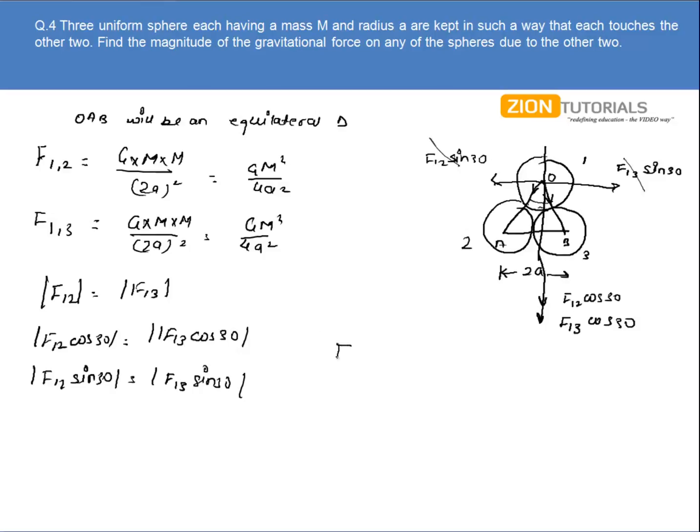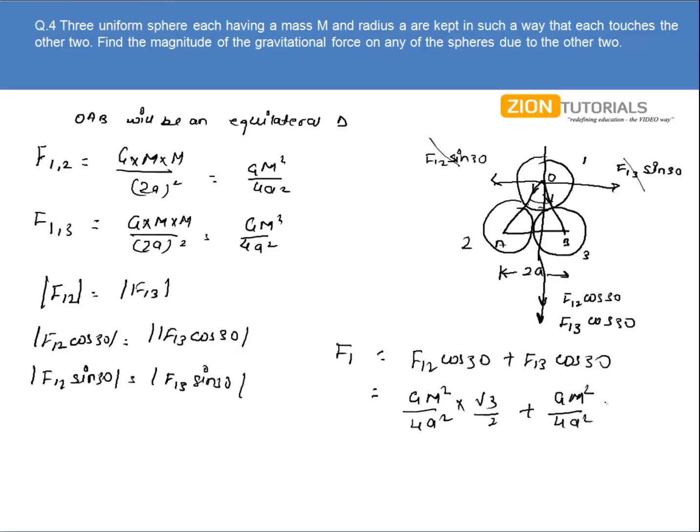So the net force acting on 1 due to 2 and 3 will be given by F12 cos 30 plus F13 cos 30, which comes out to be Gm square by 4a square, cos 30 is root 3 by 2, plus Gm square by 4a square, cos 30 is again root 3 by 2, which comes out to be root 3 Gm square by 4a square. That is the answer.